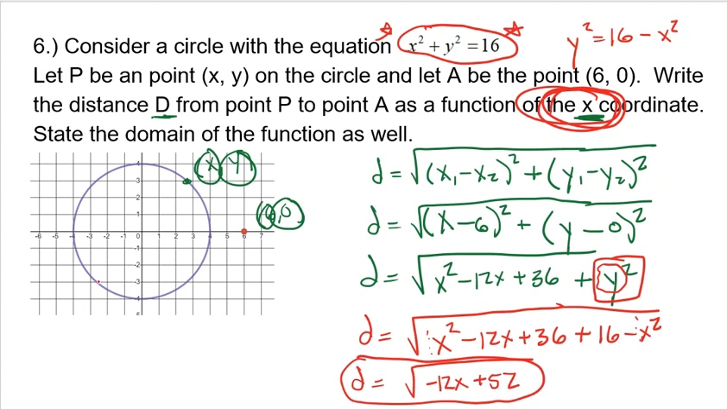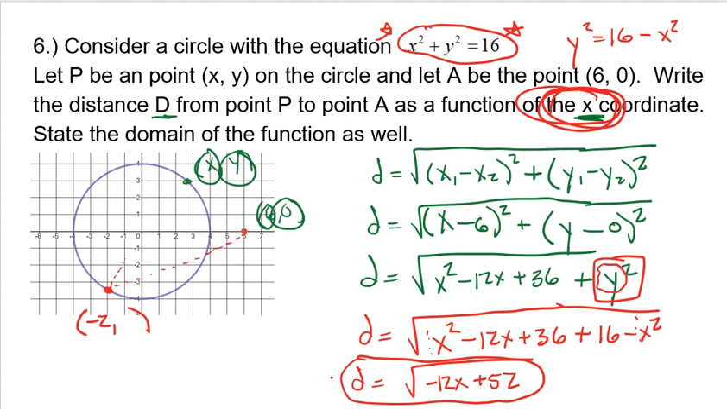So, for example, if you give me this x-coordinate right here, which is negative 2, I have no idea exactly what the y-coordinate is, but anyway, the x-coordinate is negative 2. If I plug negative 2 into this equation, I will get the distance from that point all the way to this point, 6 comma 0. So let's actually do that real quick.